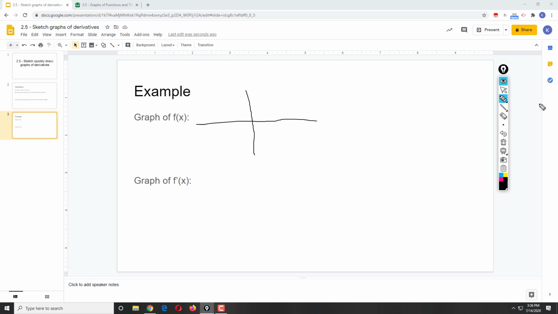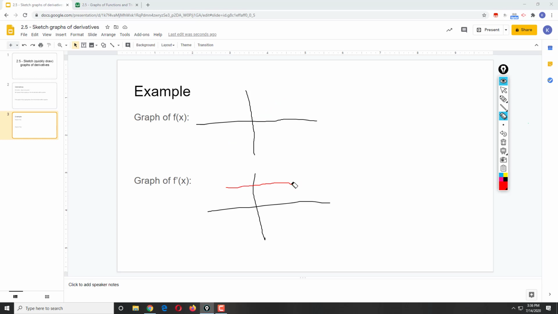So here's our coordinates. Let's say that our graph looks like this. Well, when that happens, we know that this graph of f of x is going up, is increasing, so the derivative has to be positive. In fact, because it's going up at a constant rate, the slope is the same. That means that the derivative must be constant as well. So the derivative will look like this. Constant. Okay.